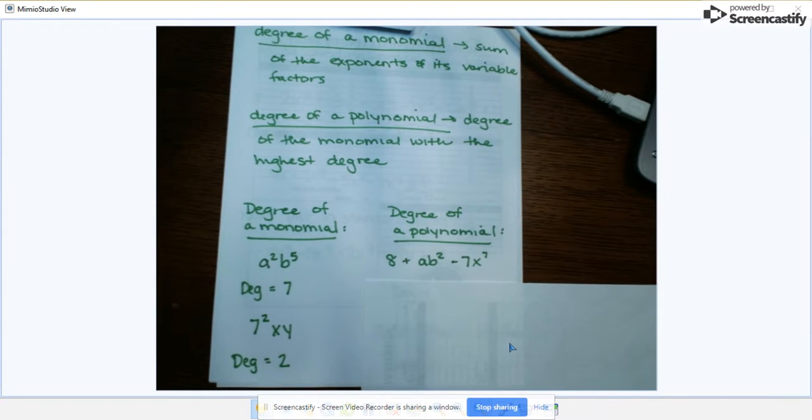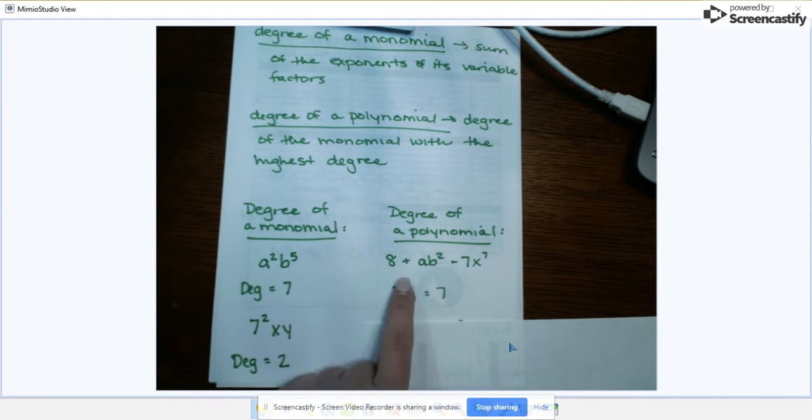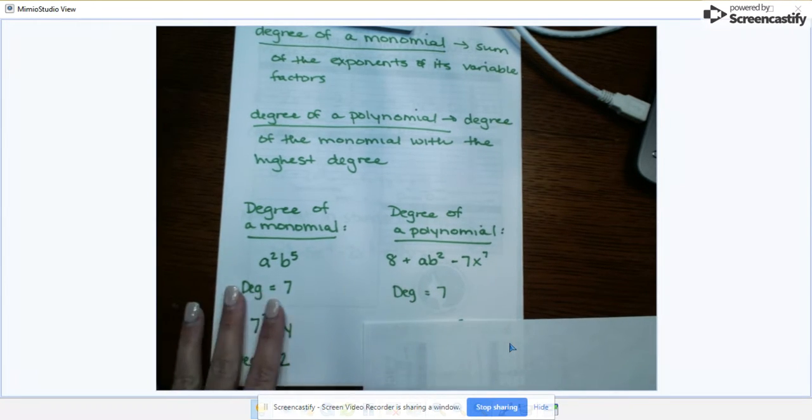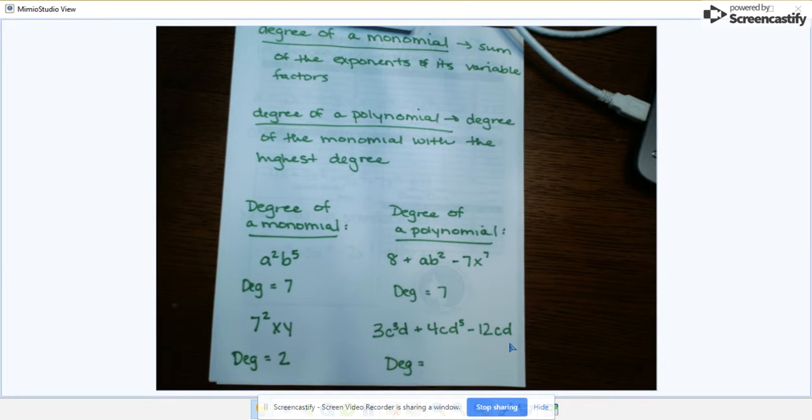Here's a polynomial that we want to find the degree of. So we're going to find the degree of each term. Well, that doesn't have any variable parts, so that's a degree of 0. This term has degree 3, and this has degree 7. So you take the largest degree. Our largest degree was 7, so this polynomial has degree 7. And I'd like you guys to find the degree of this polynomial.